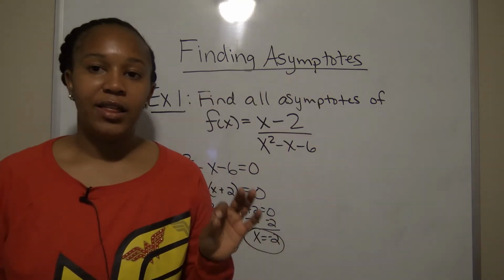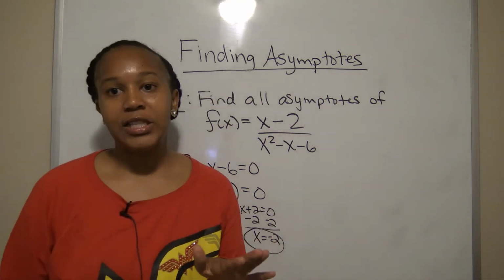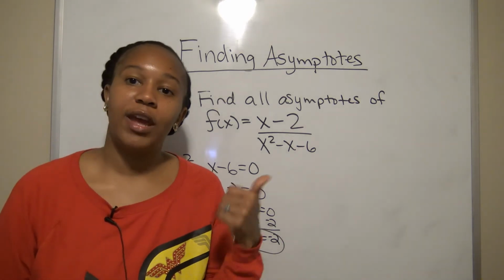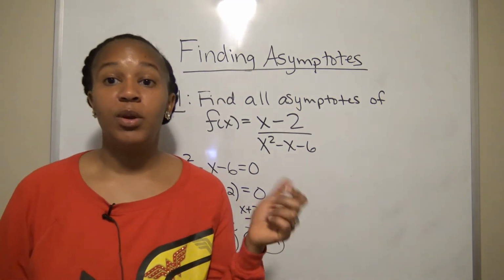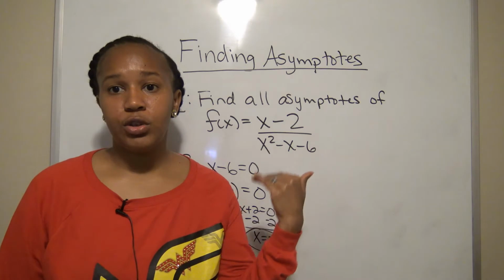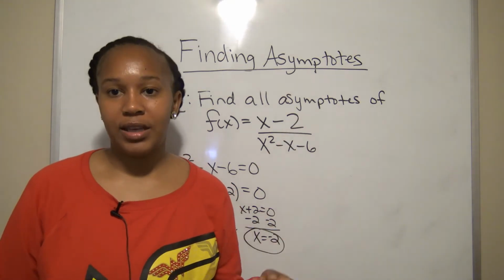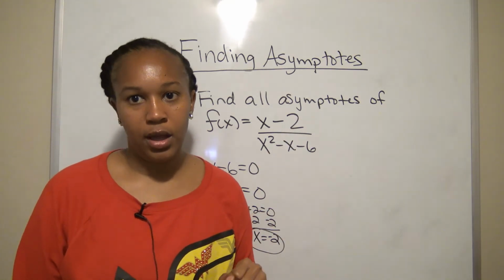Okay, so now to find the horizontal or oblique. Now, I didn't say this earlier, but you cannot have both a horizontal and oblique. It's going to be one or the other, because remember those 3 cases, only one of those cases can happen. You can't have more than one happen at one time.